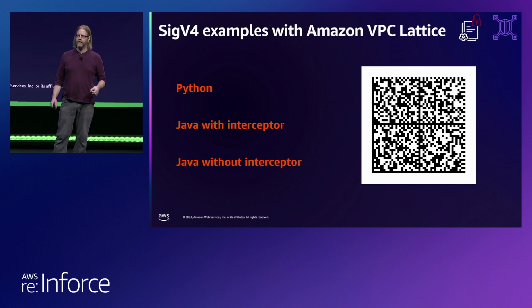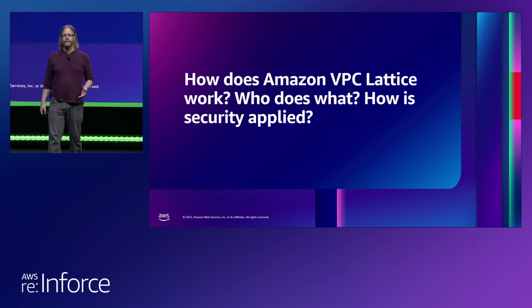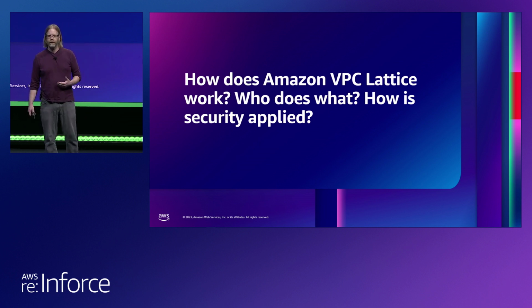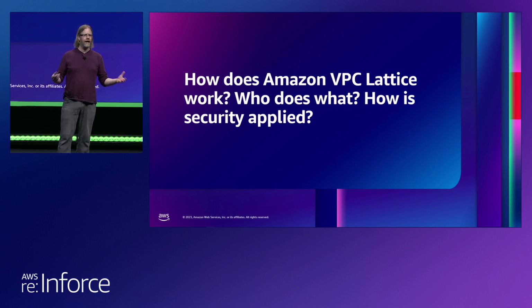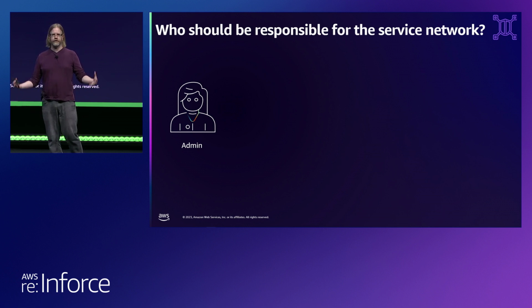So now we've talked a little bit about IAM, we've talked a little bit about SigV4. Now let's get back into more of the meat of Lattice, right? How does VPC Lattice even work? What does it do? Who does what? How is security applied? What is the whole point of roles and identity? Who does what? So the first thing is who should be responsible for creating the service network?